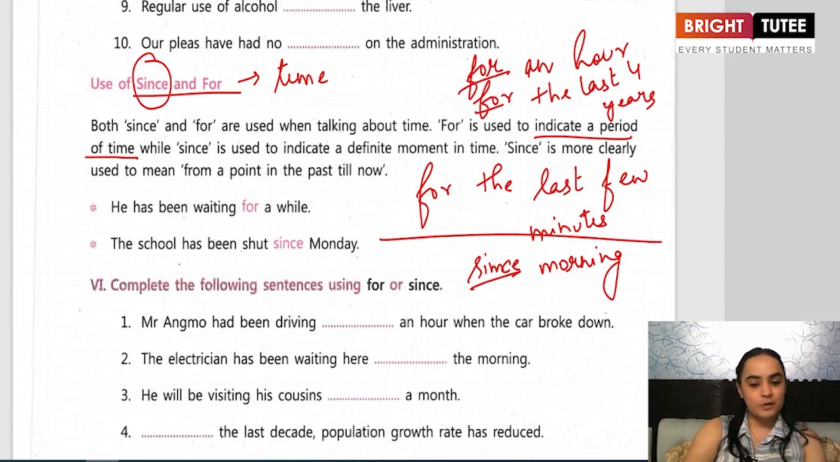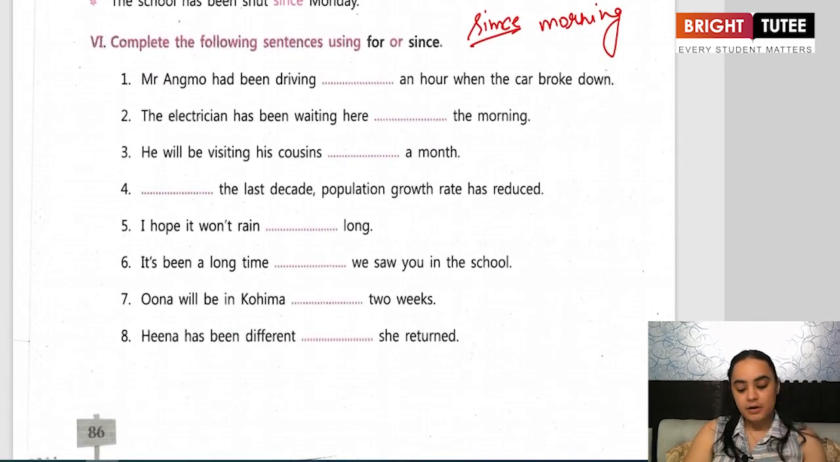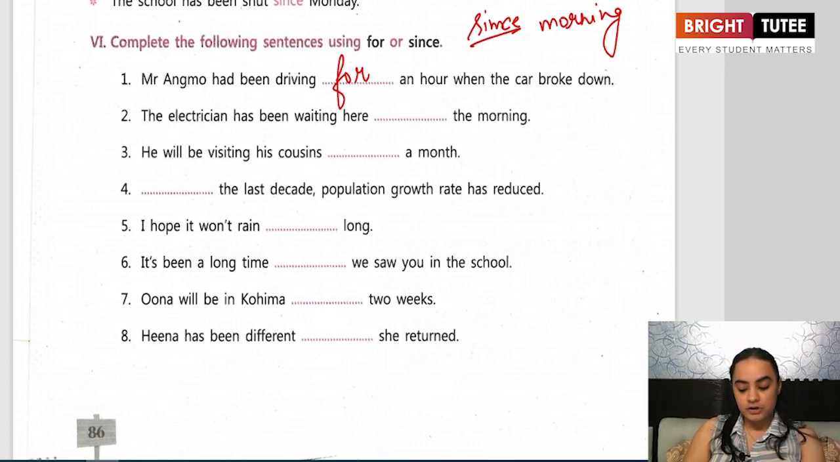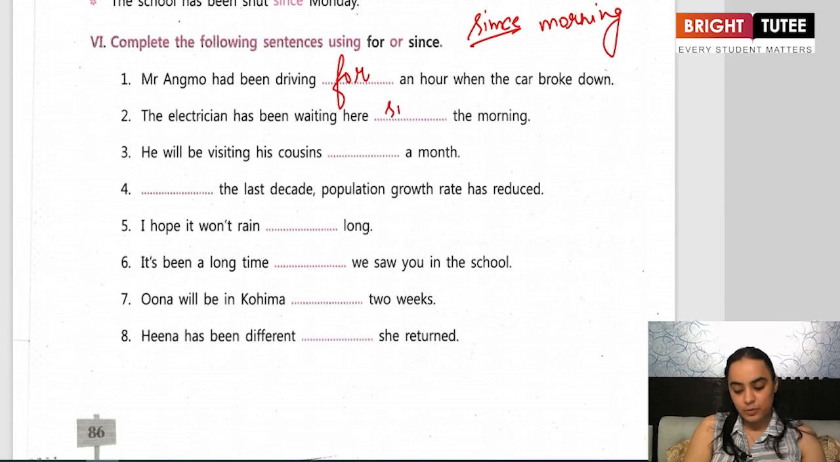Now let us look at the question so that it becomes clearer to us. Mr. Angmo had been driving dash an hour when the car broke down. What is the duration for which he was driving? An hour. I know the exact period of time, so I will say "for an hour". The electrician has been waiting here dash the morning. So now he is waiting, and when did he start waiting? In the morning. So this is something which began in the past and is continuing yet.